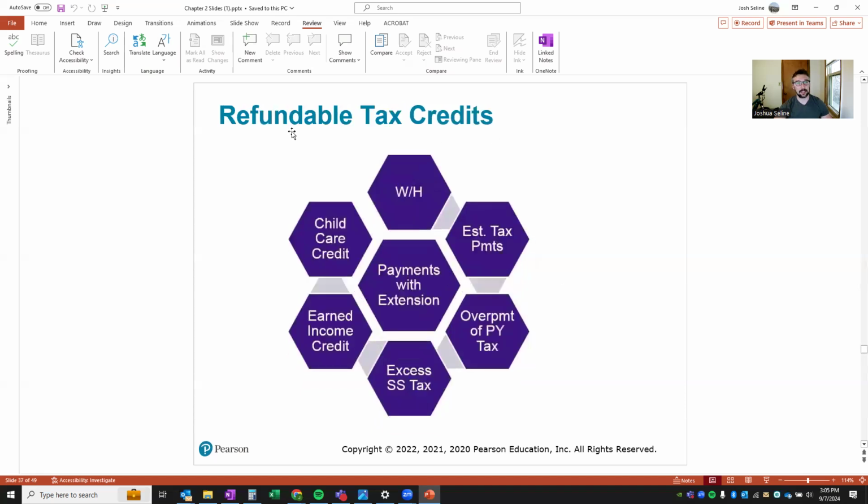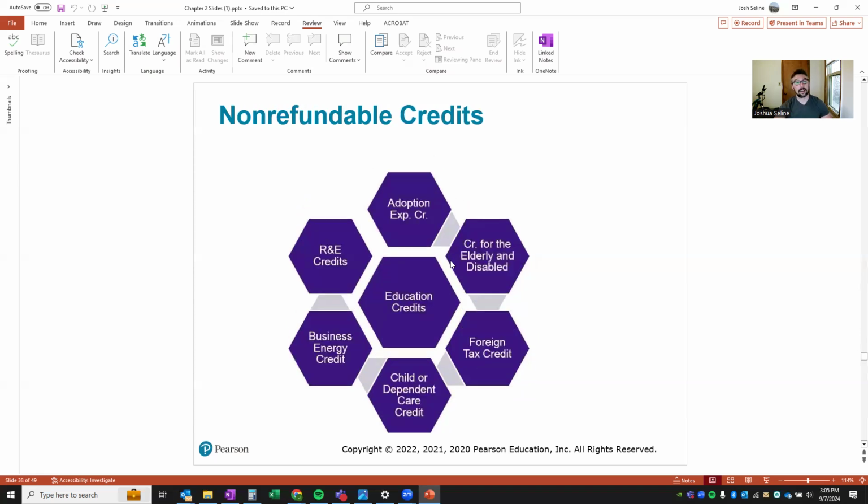So we've got the refundable tax credits: withholding, estimated tax payments, overpayment of prior year tax, excess Social Security tax, child care credit. Then you've got non-refundable credits: education credits, American Opportunity Tax Credit, foreign tax credit, credit for the elderly and disabled, business energy credit, child or other dependent care credit.